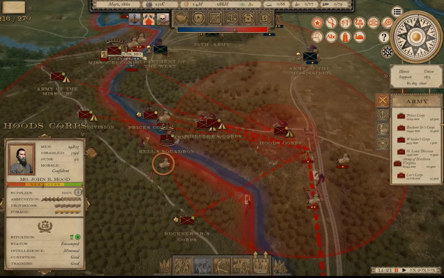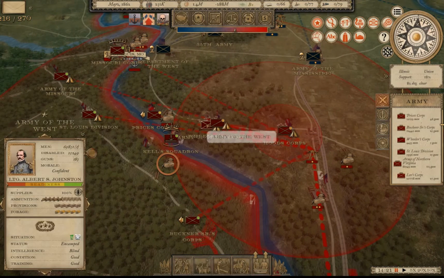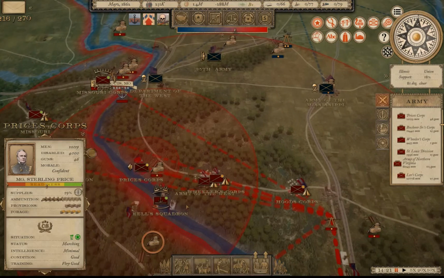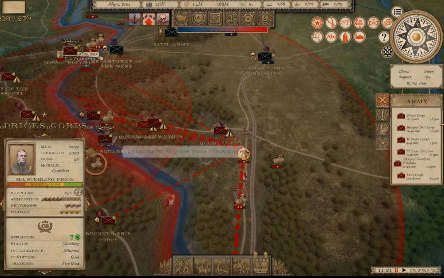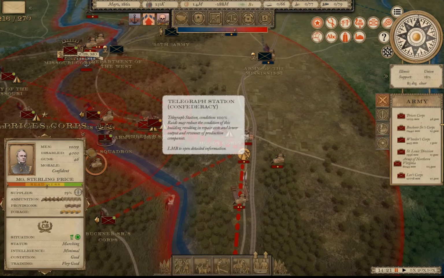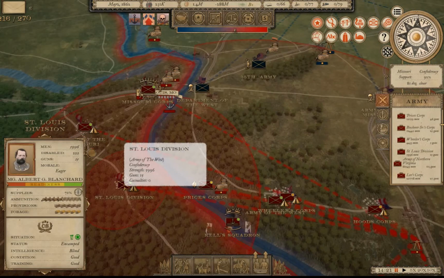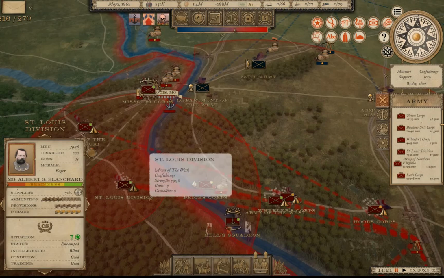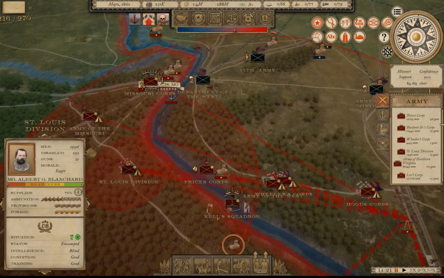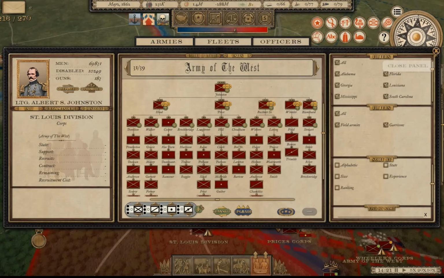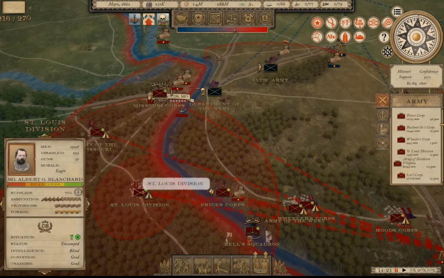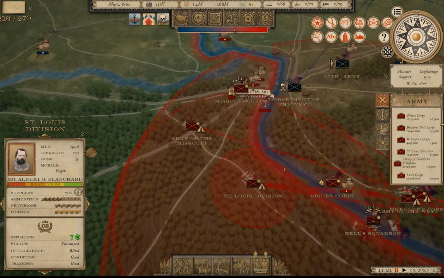So we now have a situation where Hood is on the right and Price's Corps on our left, and Buckner will come in a reserve position after he crosses the Mississippi. Price's Corps did extremely well in this Mississippi campaign. We also received some support from Zollicoffer in the form of Blanchard's St. Louis division, who came in and participated in some of the battles along the Mississippi. We still have Blanchard attached to Johnston, but I think we're actually going to reattach Blanchard to Zollicoffer.